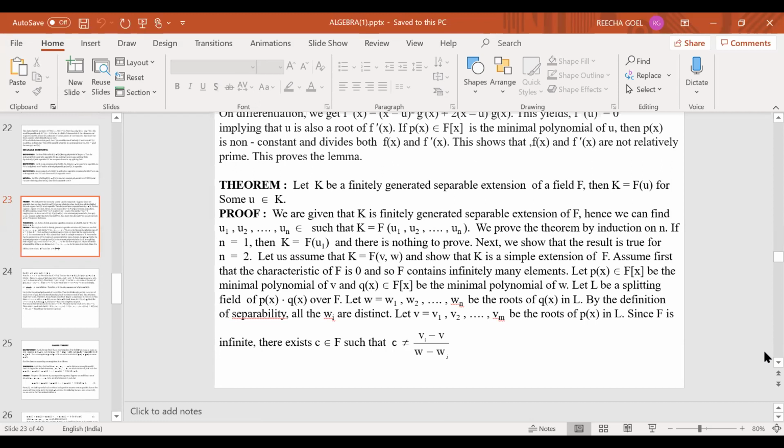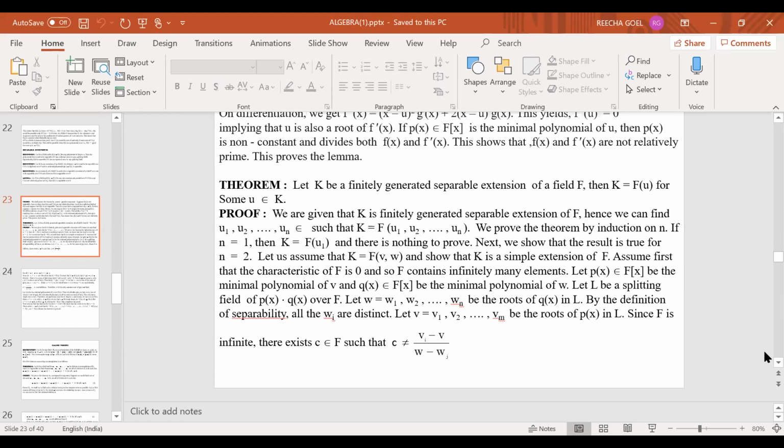Now if n is equal to 1, then K is equal to F(u1) and we are done, nothing to be done. So let us assume that the theorem is true, say for n is equal to 2 also, because then we can extend this. Again, for the sake of simplicity, we are going to prove it for n is equal to 2 also. And in this case, we are going to assume that the field F is always of characteristic 0, because this gives us the liberty to have infinitely many elements.